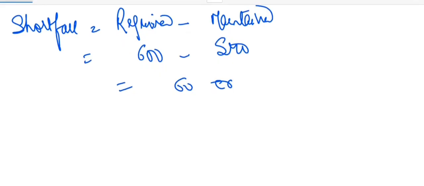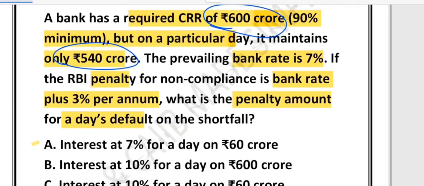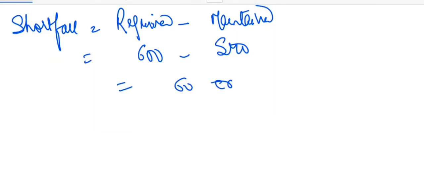Now they are asking to calculate the penalty rate. They have mentioned clearly that the penalty is bank rate plus 3% per annum, and the bank rate they have also given as 7%. I think this is the simplest question possible. Don't get frightened by seeing the lengthy question. Everything is given in the question. Just go through each and everything minutely. So what would be the penalty rate?